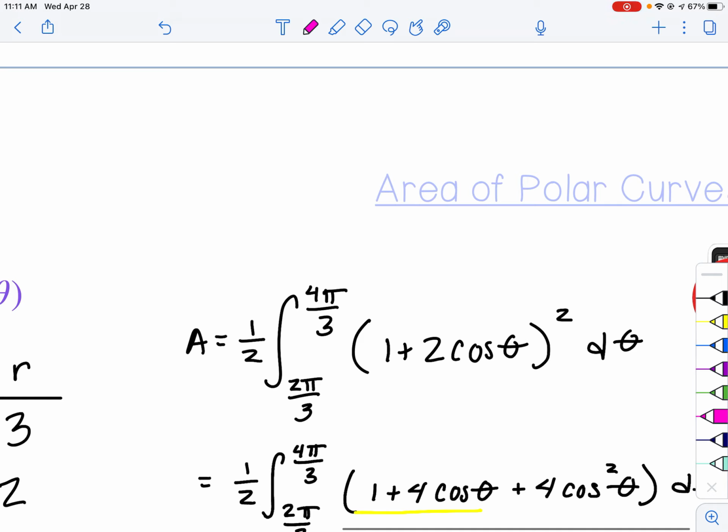Remember, we've talked about this before. We're going to use the cosine of 2 theta identity. That's equal to 2 cosine squared of theta minus 1.